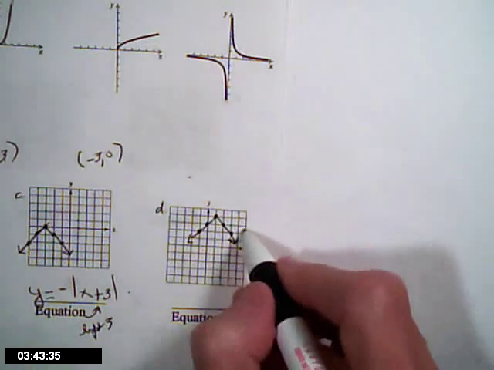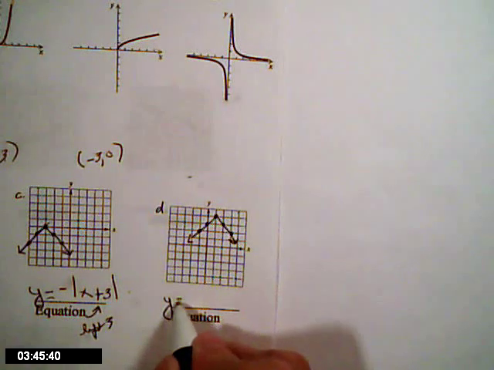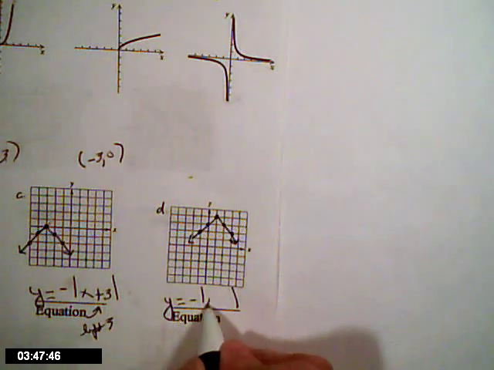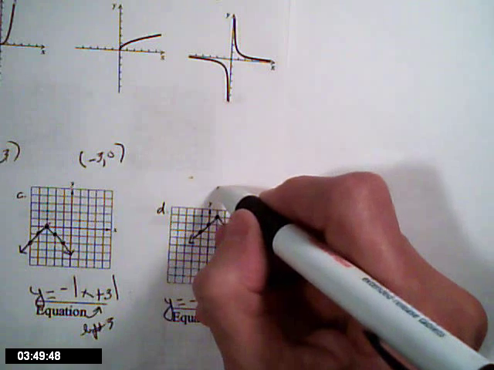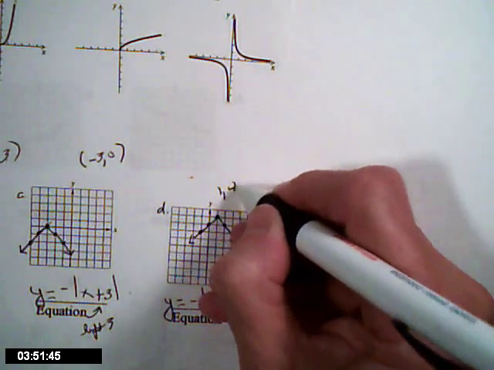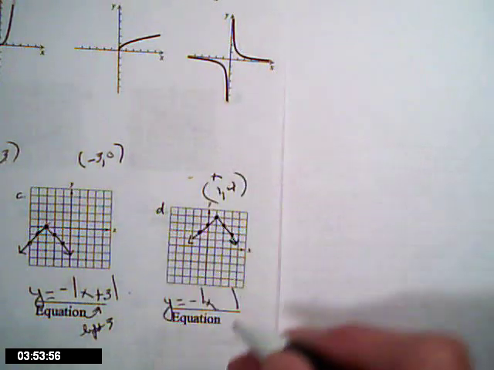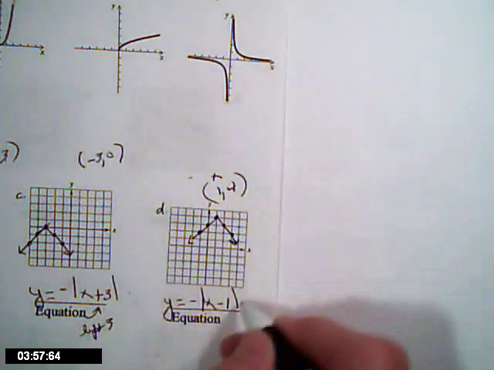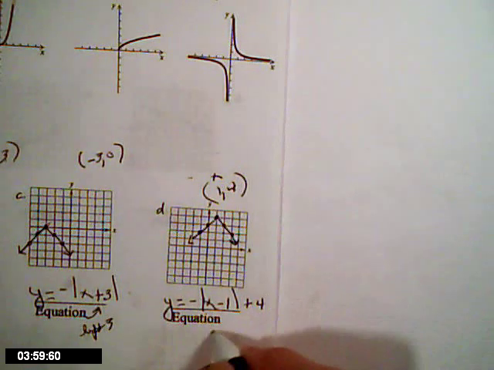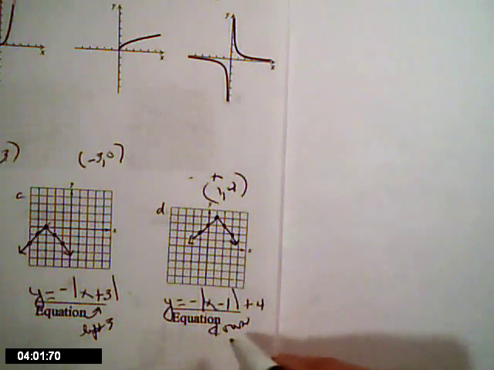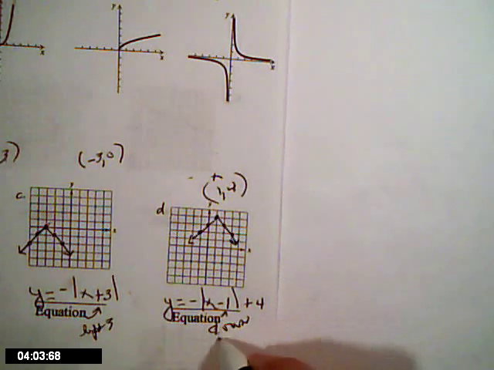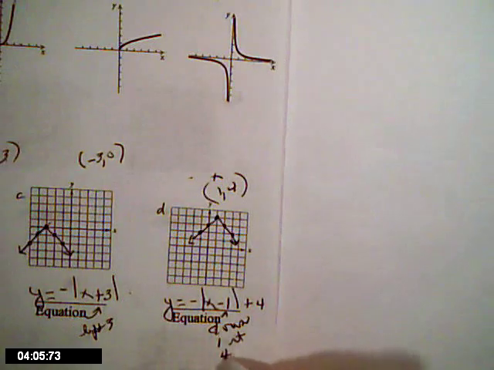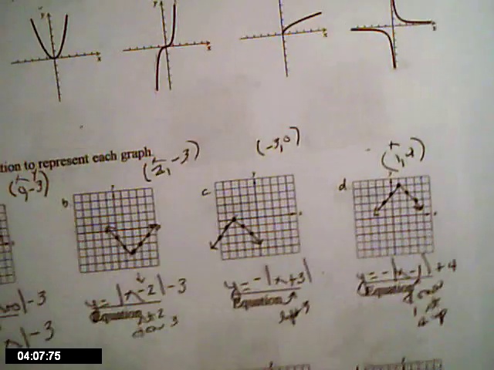This graph is V-shaped, turned down, so y equal negative absolute value of x. The vertex is 1, 4. Now I'm going to take the plus 1, put it in x. It becomes negative 1, plus 4 goes on the end. This graph turns down. It has shifted 1 unit to the right, 4 units up.